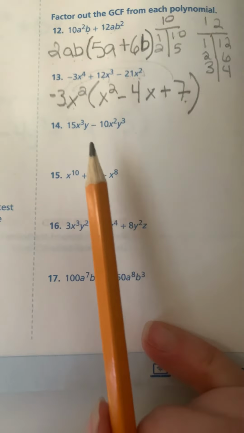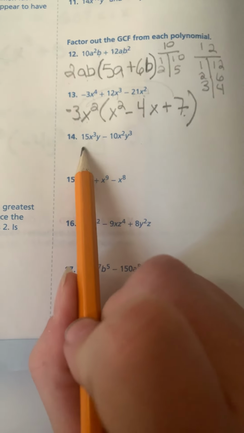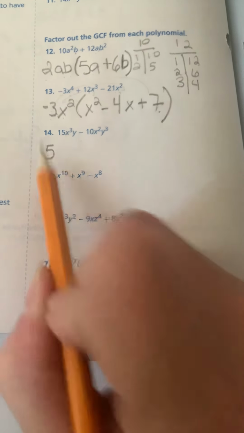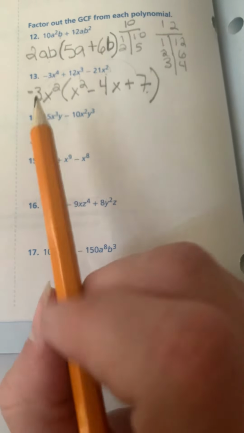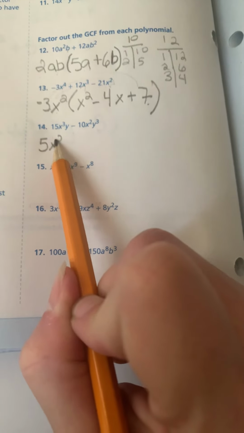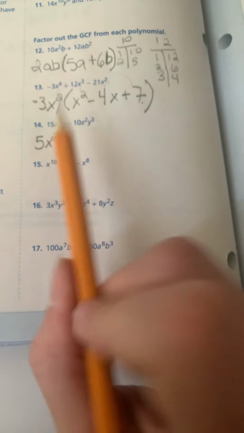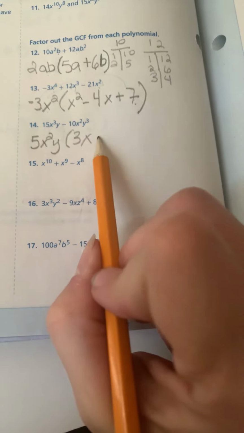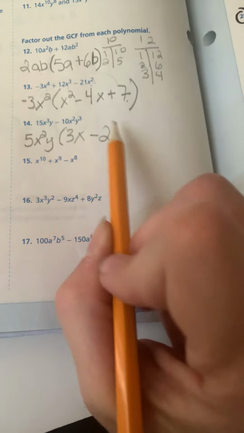All right, so now we've got a 15 and a 10. This is positive, so I don't need to take the negative out. The leading one is positive. So I'm going to take out 5x^2y. And that leaves 3x minus 2y^2.